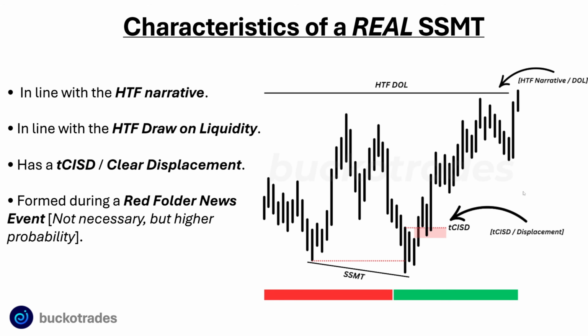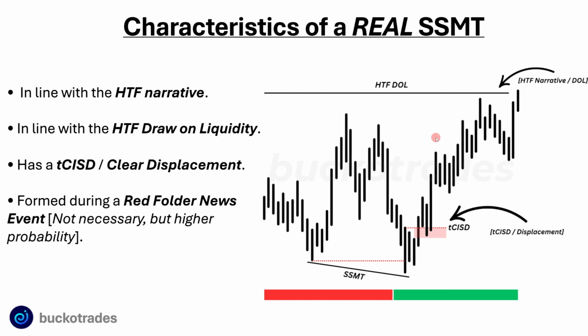Next, we're understanding the characteristics of a real sequential SMT. So a real sequential SMT will form in line with the higher time frame narrative, in line with the higher time frame draw on liquidity, has a TCISD, a true change in the state of delivery, and clear displacement. And the last thing to note is it's even better if you see a sequential SMT form during a red folder news event. It isn't necessary, but it makes the sequential SMT higher probability.